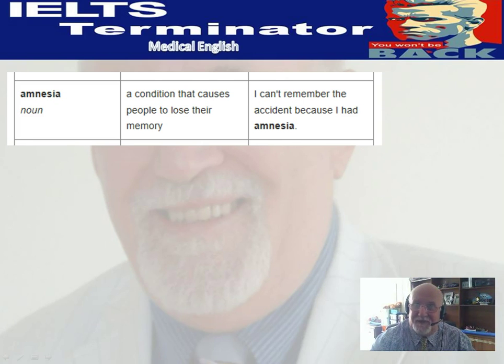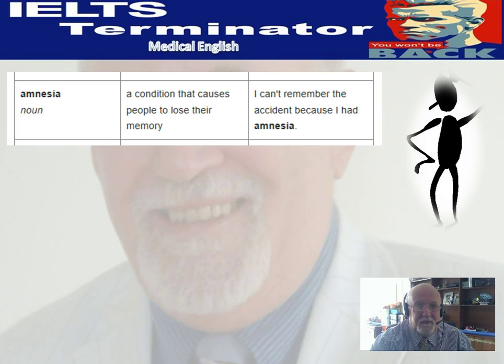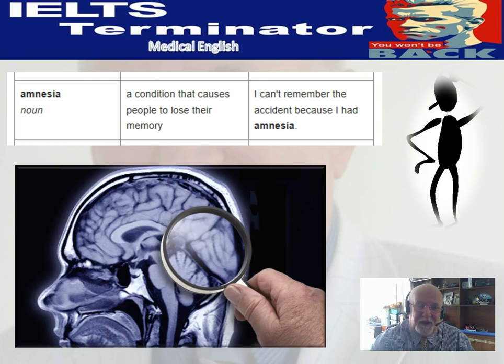Amnesia. This is a noun. It means a condition that causes people to lose their memory. It's normally only for a short while. It's not long term. For example, I can't remember the accident because I had amnesia. That is, a short-term memory loss. Amnesia.